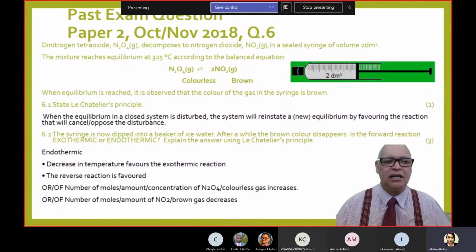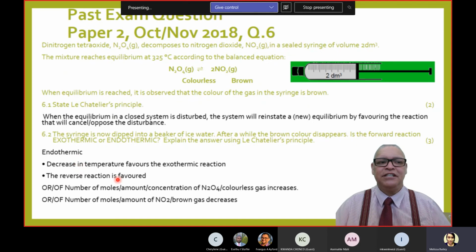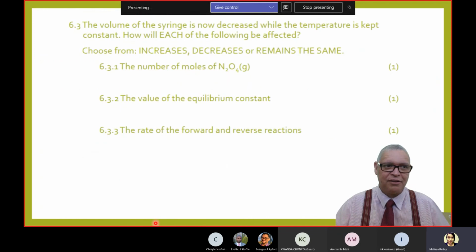Very important. Or one can say the number of moles or the amount of concentration of dinitrogen tetraoxide increases, or the number of moles, the amount of nitrogen dioxide decreases. So to summarize, that is an endothermic reaction. What are our two reasons? Firstly, decrease in temperature favors the exothermic reaction. Remember, decrease in temperature, it was dipped in ice water. The reverse reaction is favored.